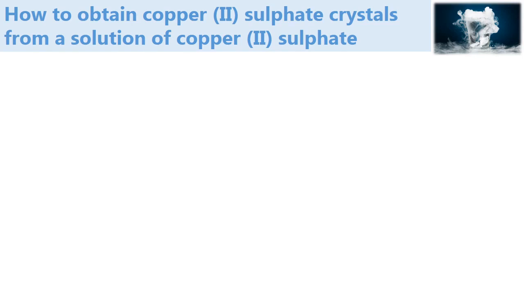How can we obtain copper 2 sulfate crystals from a solution of copper 2 sulfate?